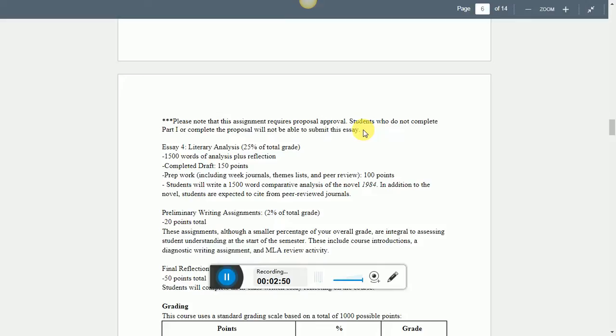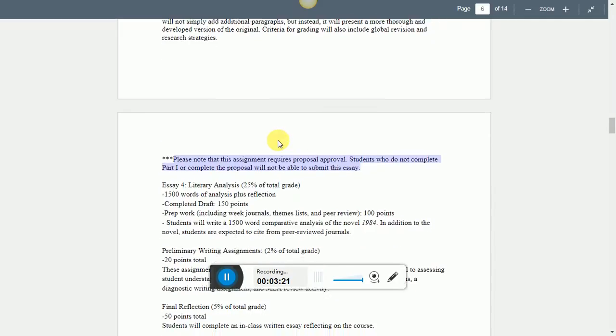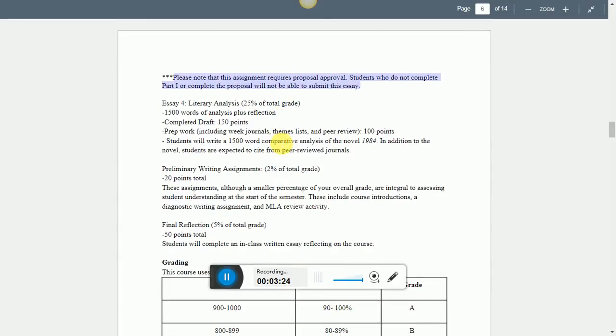For all of your essays, there will be longer assignment sheets that detail what I'm looking for and the steps that you'll have to complete to finish that essay. But be sure to always look for the small print. Essay 3 is going to require that I approve a proposal, which means you have to do essay 2 and fill out a form proposing how you'll change it. So just be cognizant of that. Again, that's why it's important to always turn your work in on time.